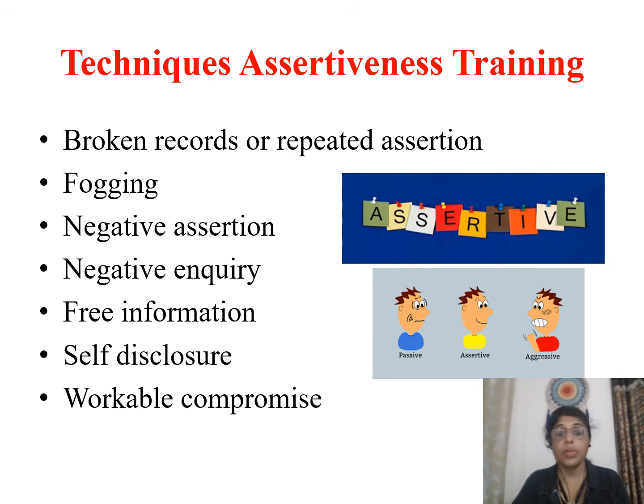Negative inquiry, ability of the person to inquire about negative criticism and accept the positive one. Free information means sharing and getting information from others. Self-disclosure, ability of the person to open up about self-experience. Workable compromise means making compromise with other people.